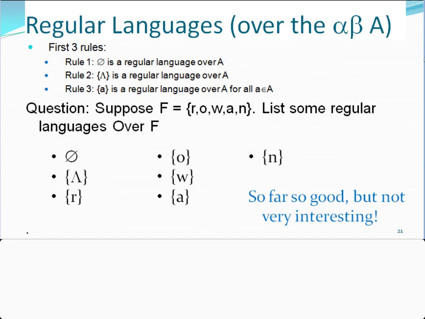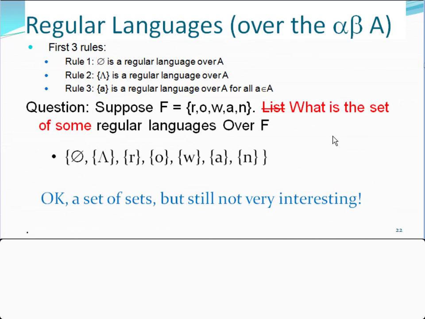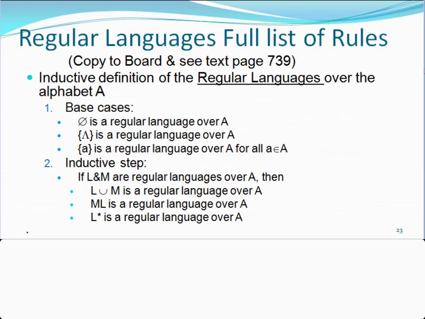And good. So far so good, but I'm sure you're not super excited yet. Just to make a point here, if I asked you what's the set of some regular languages over F, the ones that we know based on rules 1, 2, and 3 now, we have a set of sets, right? So I have my set symbols on the outside, and then inside each of the items here is a set, because you remember that symbol actually represents the empty set. So I can turn it into a set of sets if I want to. Still not roller coaster thrilling yet, but we're getting there.